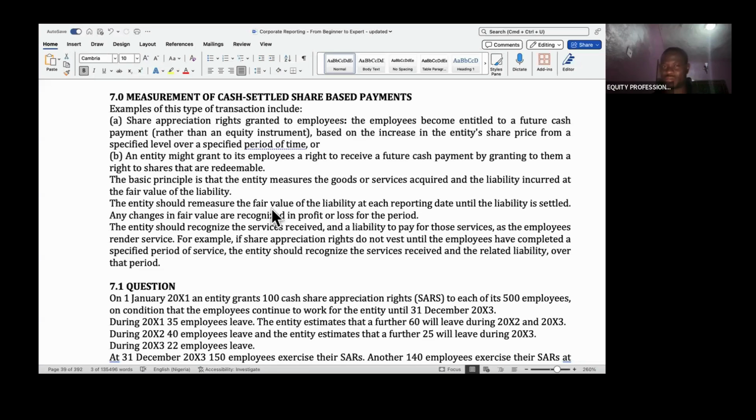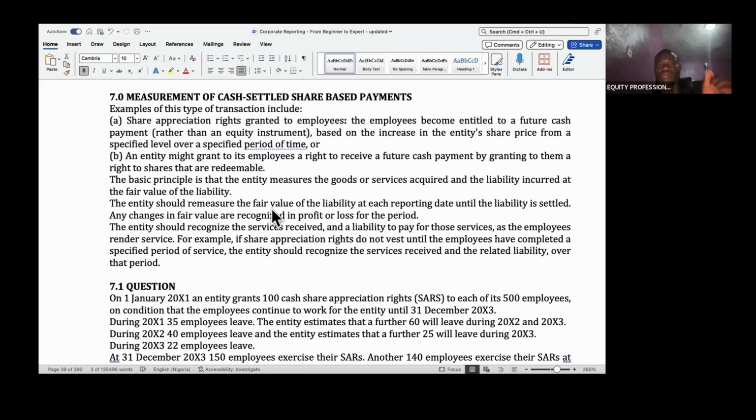That's one difference. Secondly, for equity settled, it was measured at the fair value of the option at the grant date for each year, but for cash settled, it's usually measured at the fair value of those options at each year end, at each reporting date.